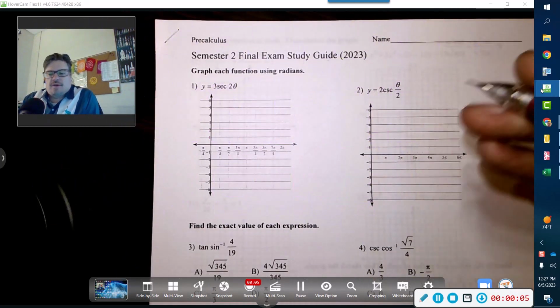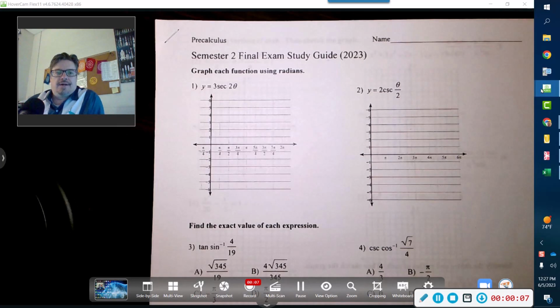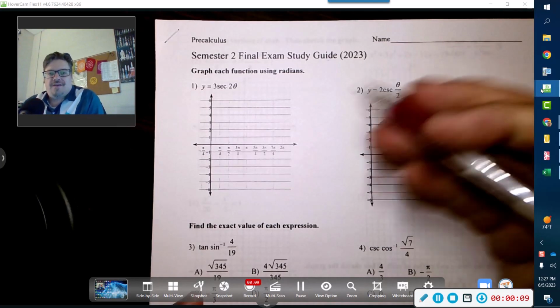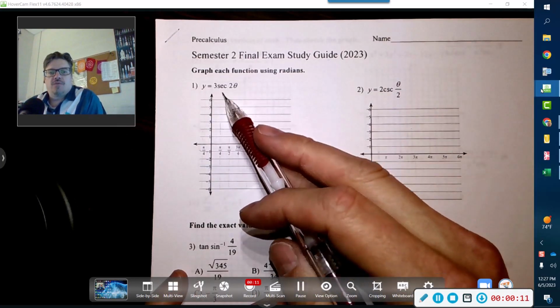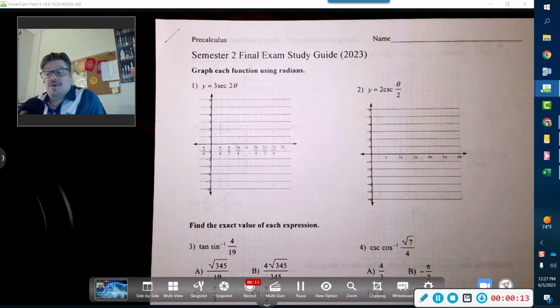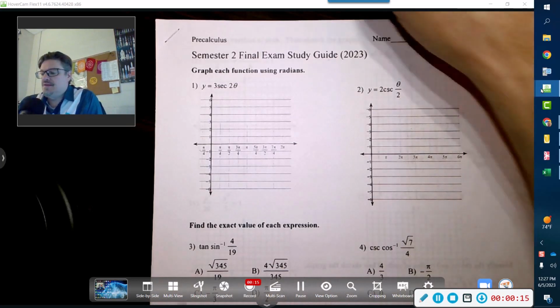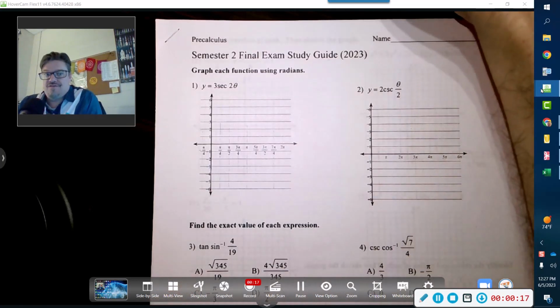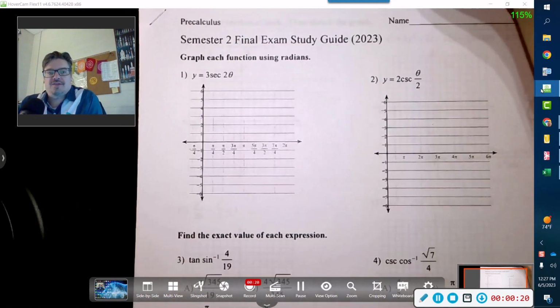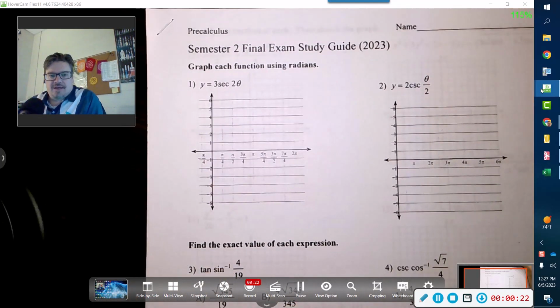All right, starting with the hardest stuff first. We're going to graph some reciprocal trig functions. So this was not on your previous final, so it is going to be on this final, but it's the very first week of the semester. So let's see what we remember.